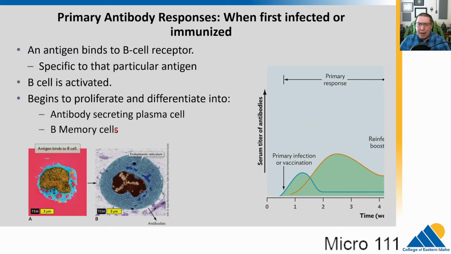So let's look at a graph of serum antibodies versus time. In blue here, we have IgM. You will see that it is the first to respond, but it takes a long time. We don't get peak until after a week. So we have our primary infection, and then like several days later, we get peak IgM.